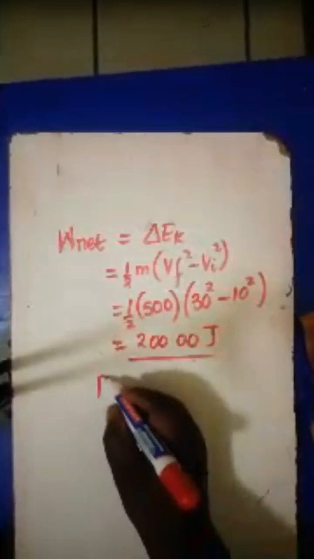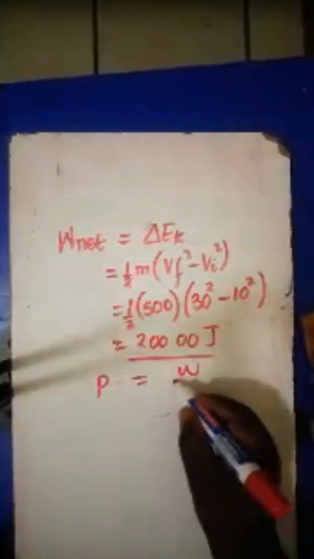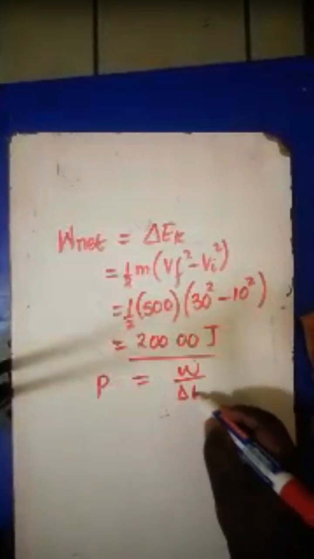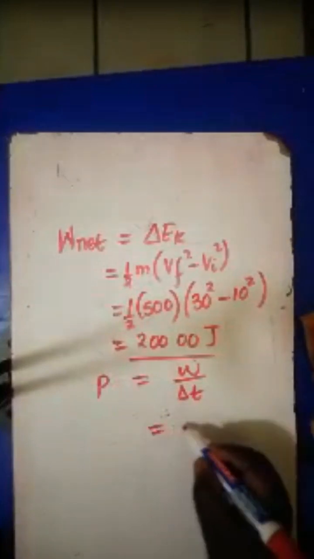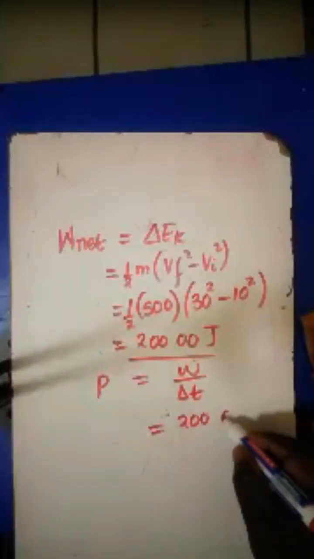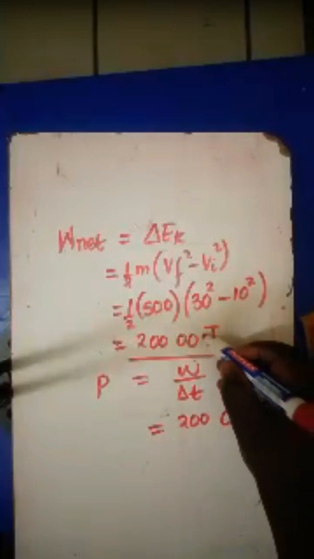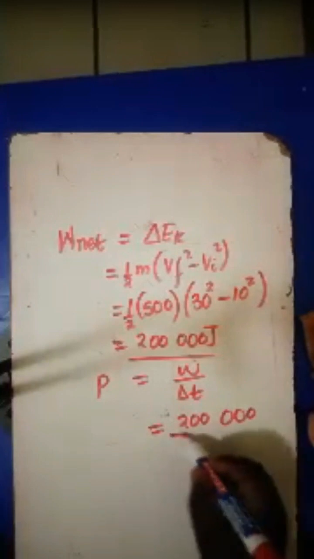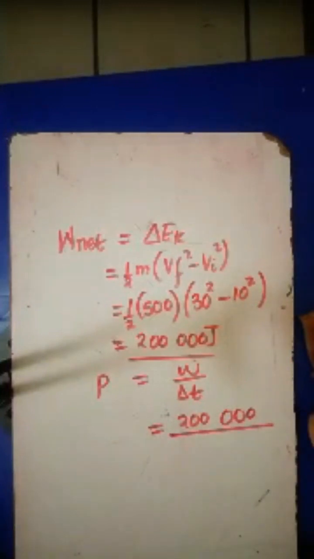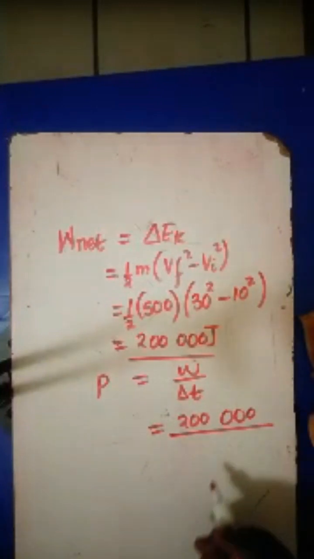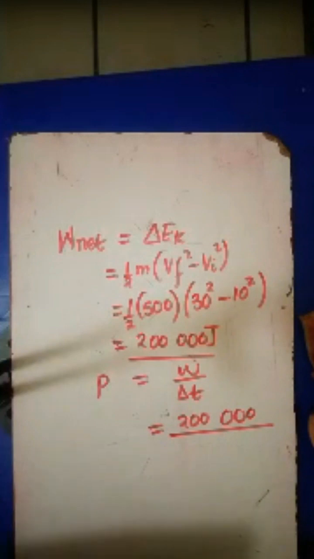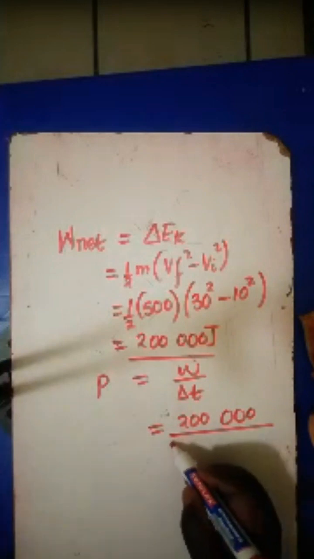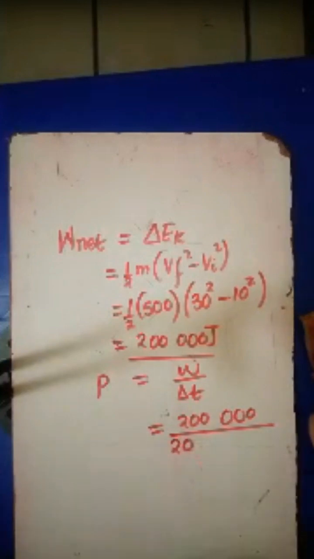I come and say power is equal to work done over time taken, because I know the time. Work done is 200,000 J. Divide by time. Remember, in physics time must be in seconds. So I've given 20 minutes. How do you convert 20 minutes to seconds, by the way?